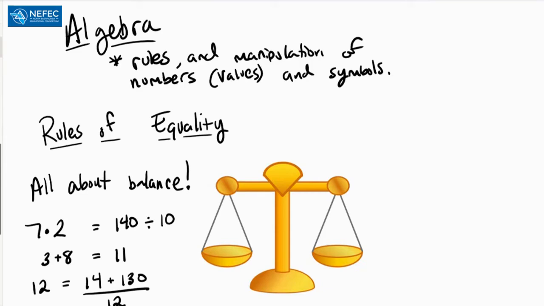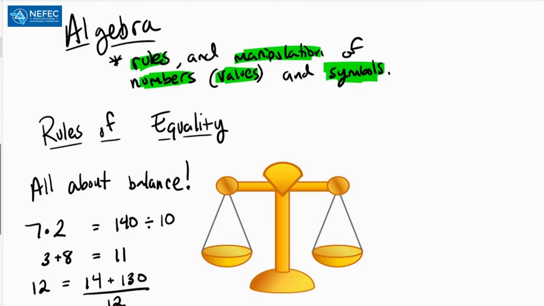So first of all, algebra. What is it? How would we define algebra? I thought about this question a lot before doing this video, and here's what I came up with. This is just my definition: algebra is the system of rules and the manipulation of values and symbols. I'm thinking values as well as numbers to make it a little more broad.